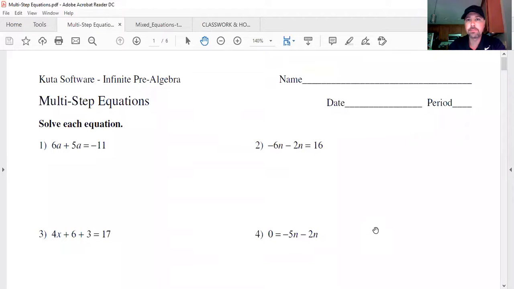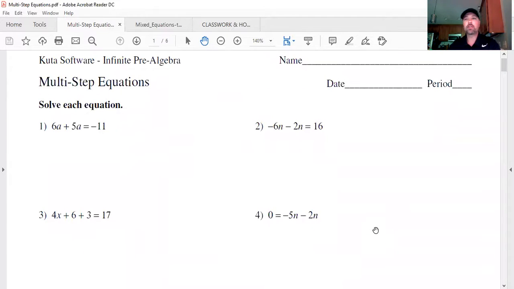So let's start here with this. These are multi-step equations, and really all that needs to be done is we have to prepare the equation to be solved. Part of the steps that they're talking about as far as multi-step is combining like terms, or like I said a minute ago, distributing. So if you take a look at number 1, 6a plus 5a is equal to -11. First thing we're going to do there is combine our a's. 6a and 5a is equal to 11a.